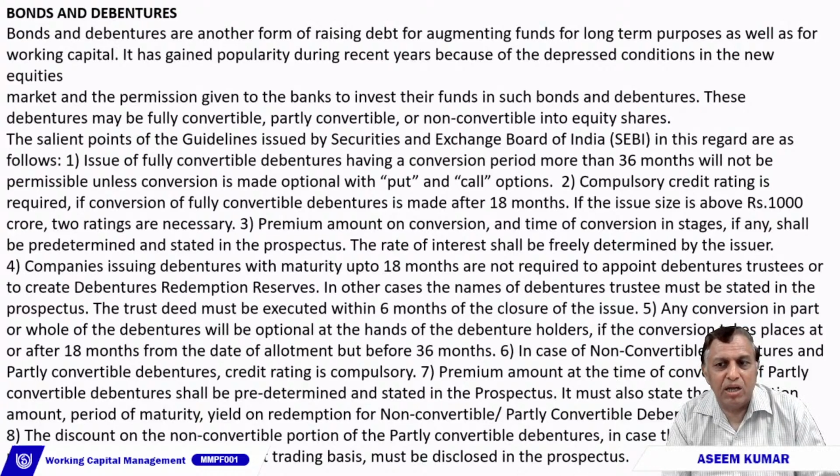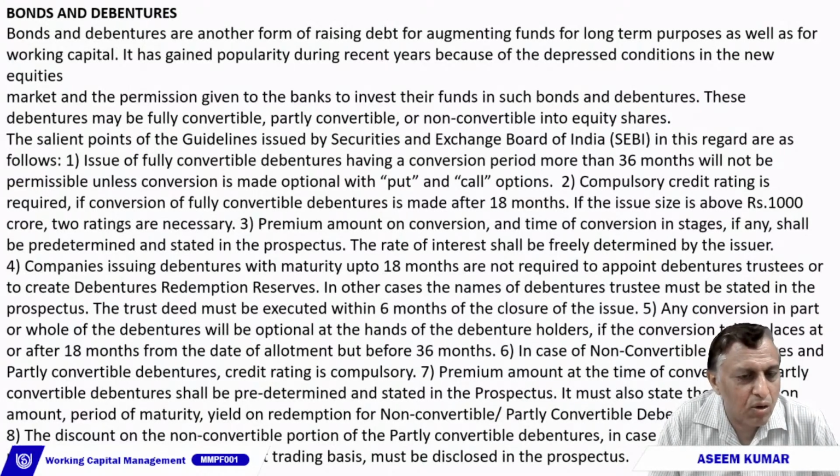And the rate of interest shall be freely determined by the issuer. Any rate of interest they can issue, looking at their financial health or the market conditions. Companies issuing debentures with maturity up to 18 months are not required to appoint debenture trustees or to create a debenture redemption reserve. In other cases, where it is above 18 months, the name of debenture trustees must be stated in the prospectus. The trust deed must be executed within 6 months of the closure of the issue.